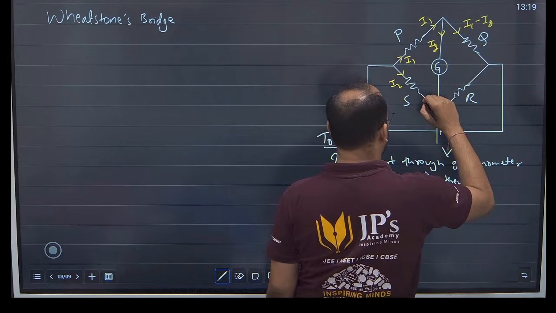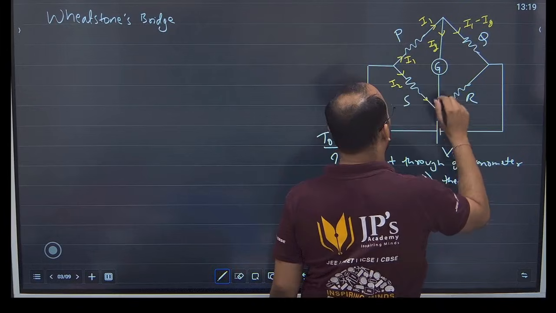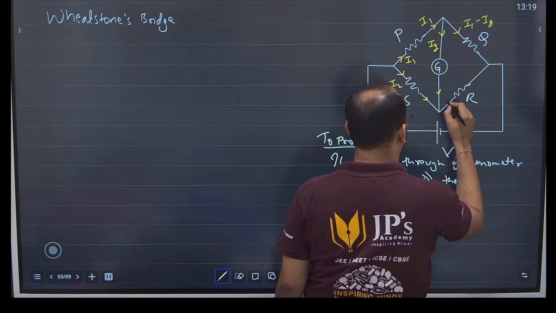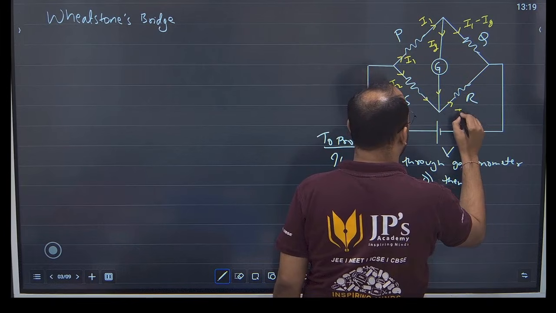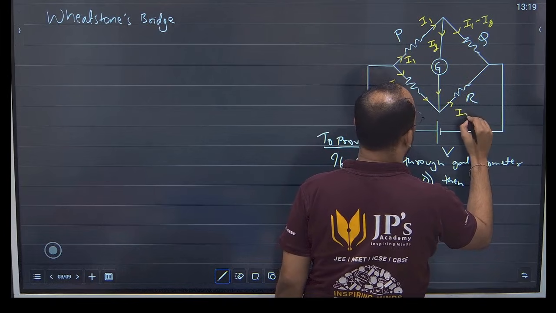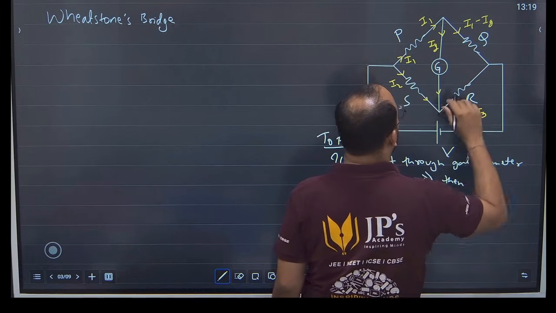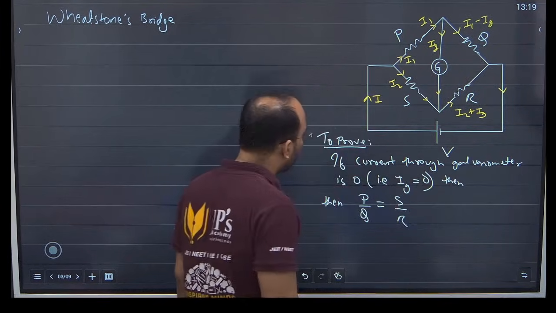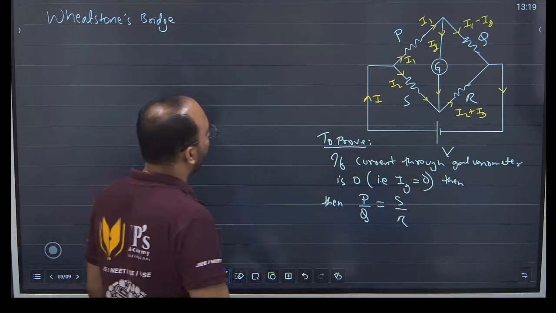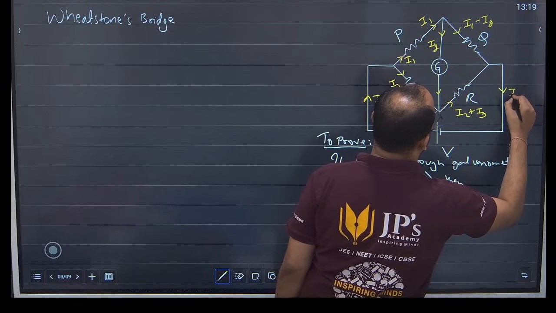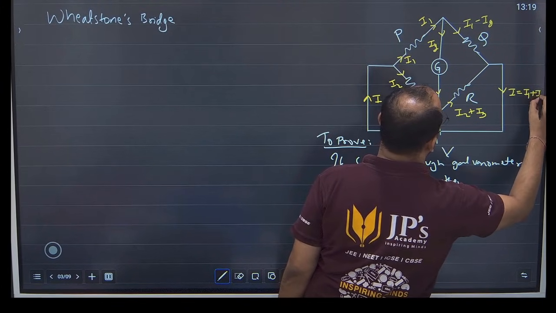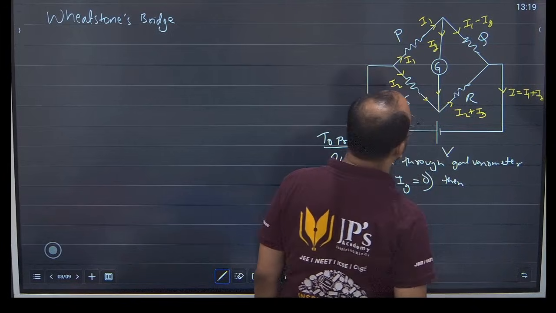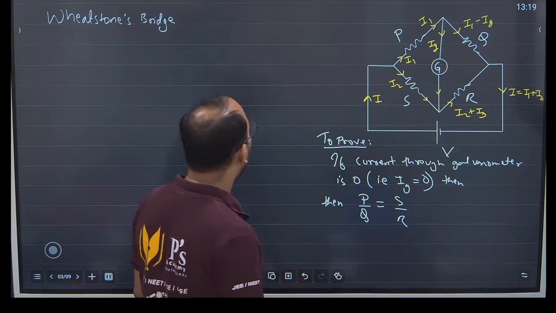Look at the S branch. From here I2 current is coming, from here IG current is coming, so both of them will combine and flow here. So in the R resistor we should have I2 plus IG as the current, and then these two currents will combine and flow as I1 plus I2, or we can say I. So I is equal to I1 plus I2. This is the first step. We have set up the currents.